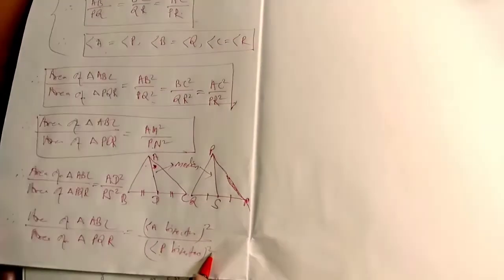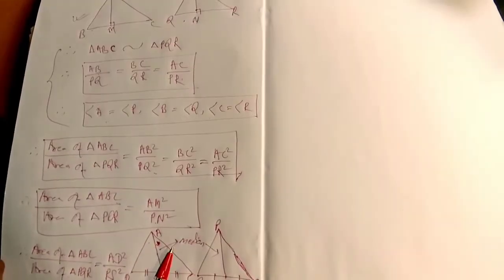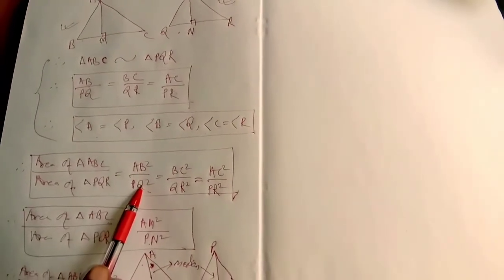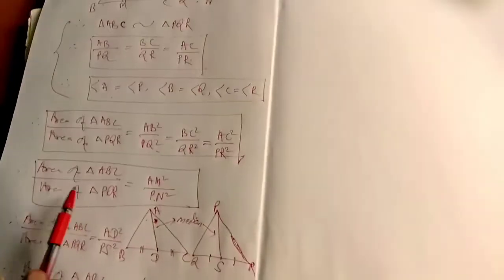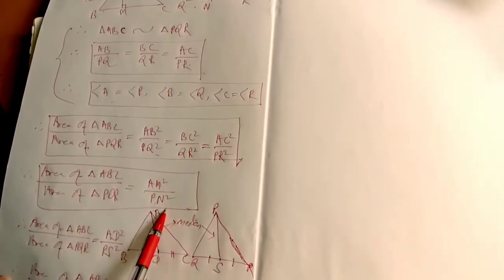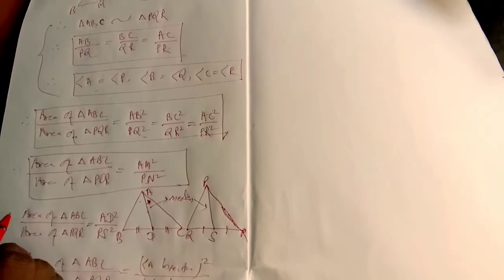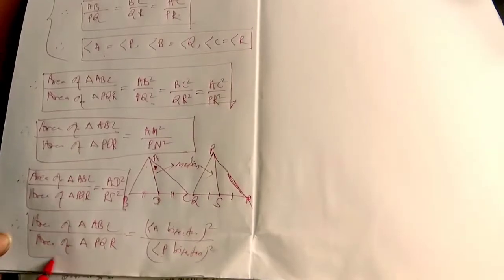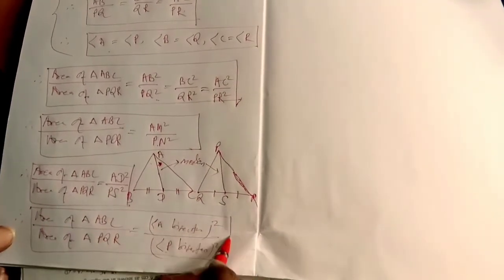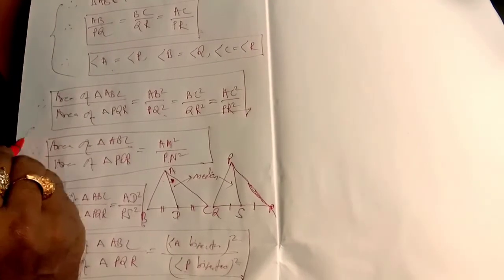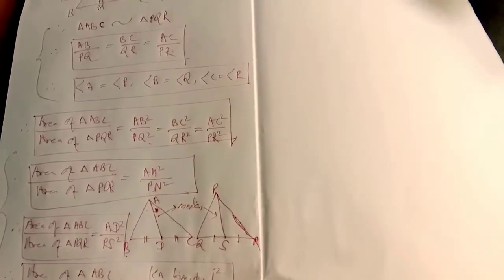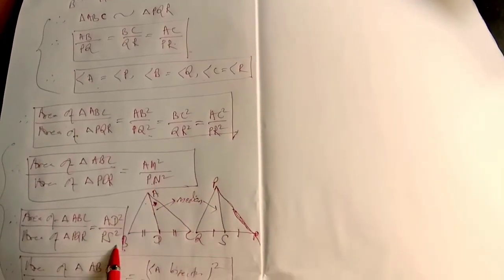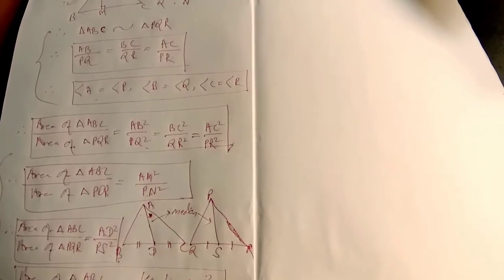The ratio is also the same. So what are the conclusions here? If two triangles are similar, the area ratio will be equal to the side whole square ratio. Again, the area ratio is equal to the altitude whole square ratio. The area ratio is equal to the median square ratio. Next, the third one, the area ratio is equal to the angle bisector square ratio. These are the important properties you get if two triangles are similar: the area ratio will be equal to the side whole square ratio, altitude whole square ratio, median whole square ratio, and angle bisector whole square ratio.